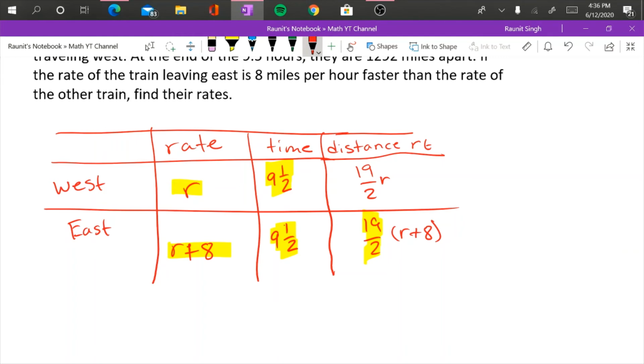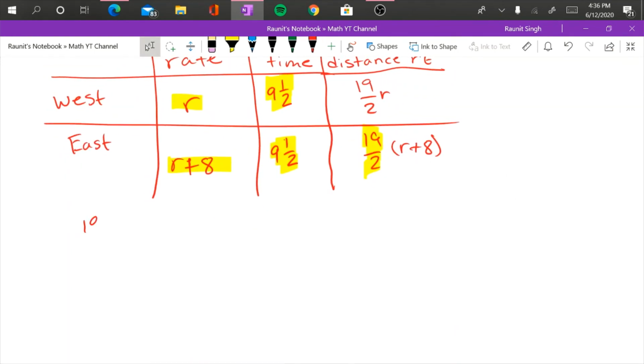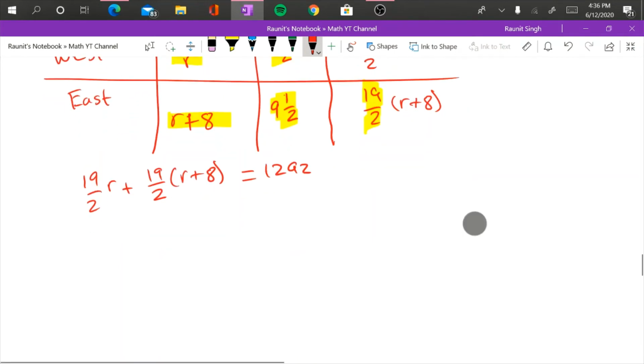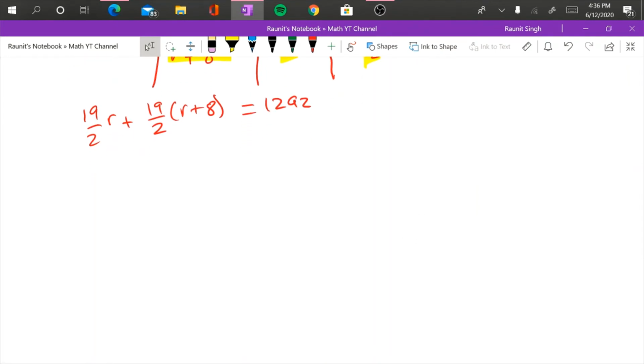No, the distance of both of the trains combined is 1,292 miles. So we're going to add up the distance for both of them and then set it equal to 1,292. So we have 19 over 2r plus 19 over 2 times r plus 8, which is equal to 1292. Alright, pretty simple. Now all we have to do is use the distributive property and then simplify.